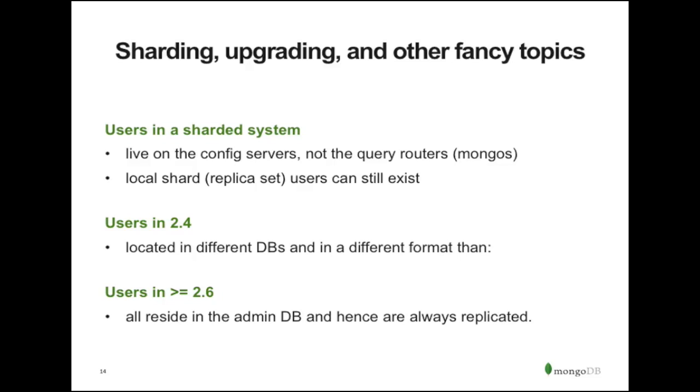Since there's the local database, that database is not replicated, and you could have local users that were not being replicated. In 2.6 and onwards, all users are always replicated. And so all primaries and secondaries, all replicas within a replica set, have the exact same set of permissions.